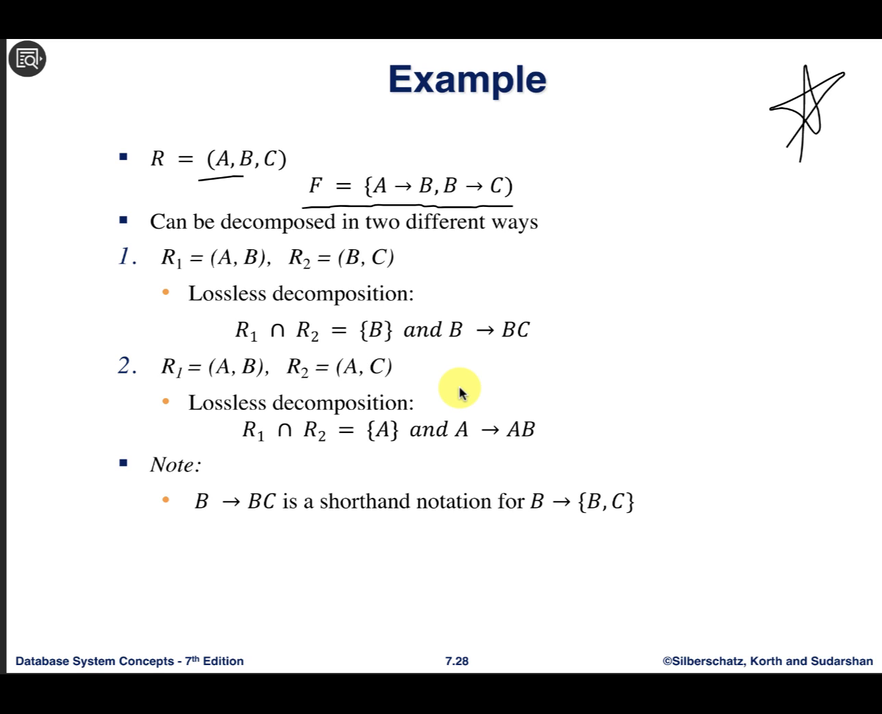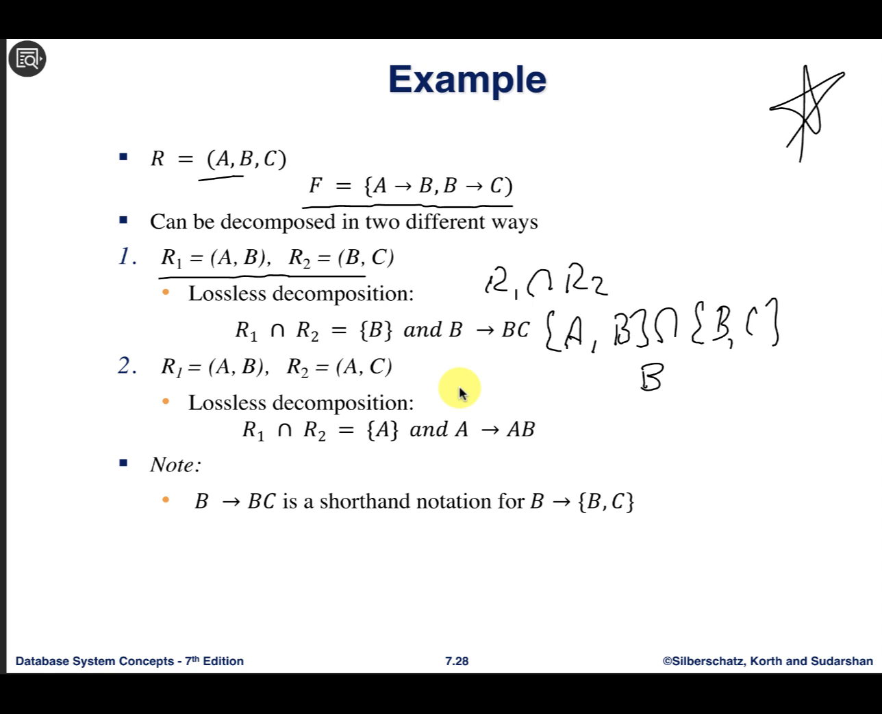Decompose, for example, in different ways. For example, I decompose this one like this, based on R1 is AB and R2 is BC. In order to check whether it's going to be a lossless decomposition or not, take R1 and intersect with R2. What is R1? A and B, intersect with, say, B and C. And the result is going to be what?